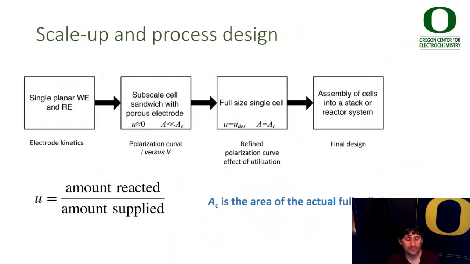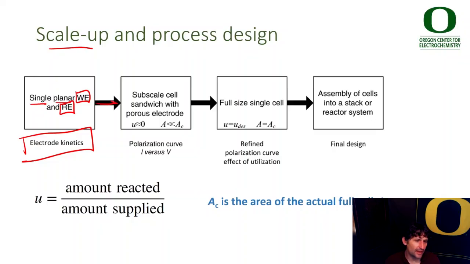Let's walk through now a typical process you might go through in developing and scaling up an industrial electrolysis. The first thing you do is you take everything you learned in fall term and fundamentals of electrochemistry, and you'd take a single planar working electrode and a well-defined reference electrode. You'd measure kinetics, you'd measure mass transfer coefficients, diffusion coefficients, selectivity. You'd really try to understand the fundamental analytical electrochemistry of whatever reaction you were driving.